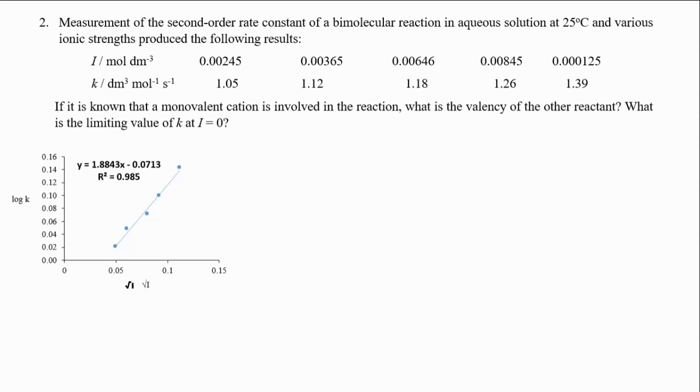In terms of the limiting value of k, once you hear the term limiting, you should be thinking about some maximum value that something cannot go beyond, or some minimum value that something cannot go beyond. As I explained when we were looking at the equation, this is the intercept, and the intercept is equal to log k naught, which is equal to minus 0.0713.